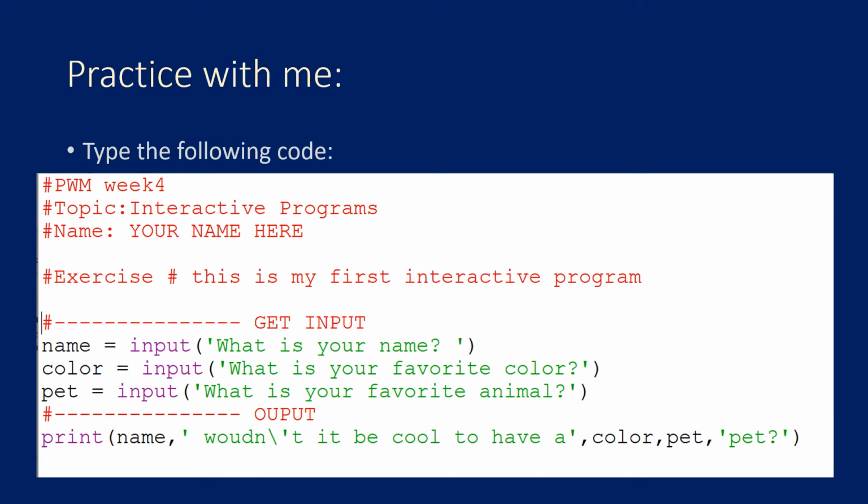So code that, and when you're done, take a screenshot, put it in a Word document. This is Practice with Me, week 4. The topic is interactive programs. Put your name in Python, and this is exercise number 1. So in the Word document, put a title for exercise number 1, and this is your first interactive program. Good luck. And then you run it. When you run it, don't forget that you're going to type in the information and press enter.